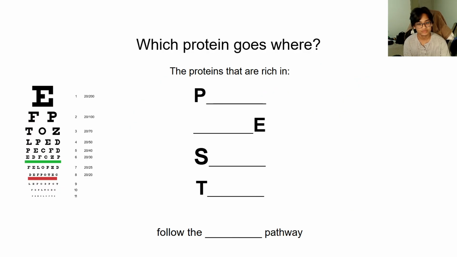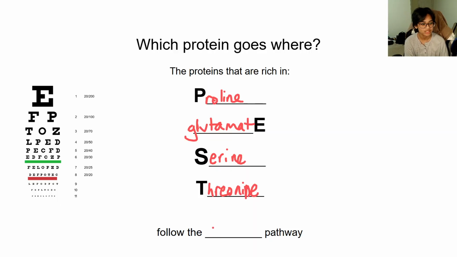So now this is another slide. Which protein goes where? Can you tell me those letters? This is like an eye exam. So the proteins that are rich in proline, glutamate, serine, and threonine follow which pathway? I don't know. Yeah, I do, just kidding. They follow the ubiquitin protease pathway.